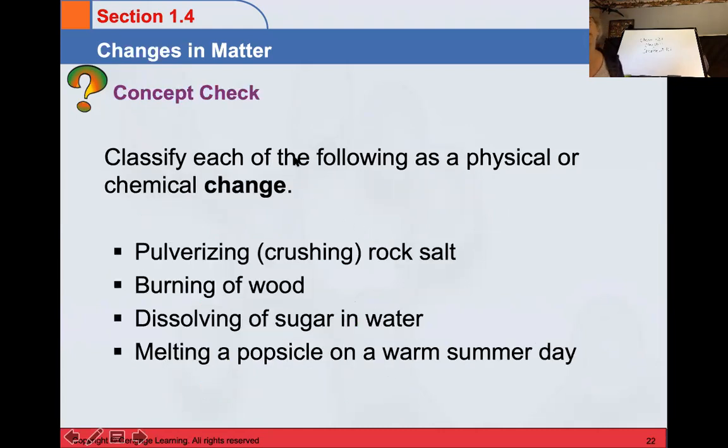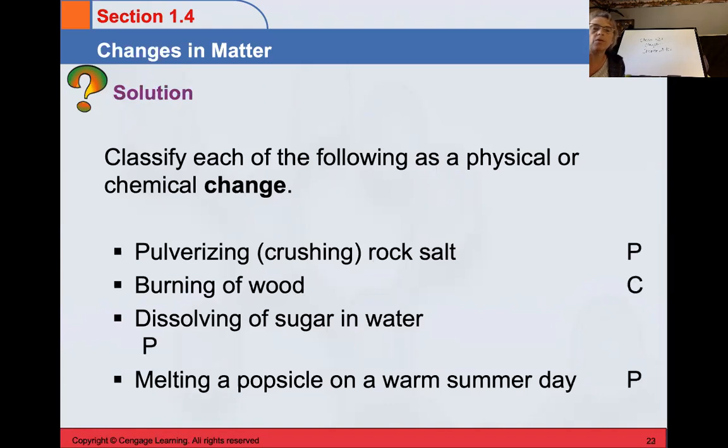And finally, classify each of the following as a physical or a chemical change. Are these processes changing the substance into a completely different substance? Or is the substance the same after each of these processes? So the only one here that's a chemical change is the burning of the wood. All the other changes are physical.